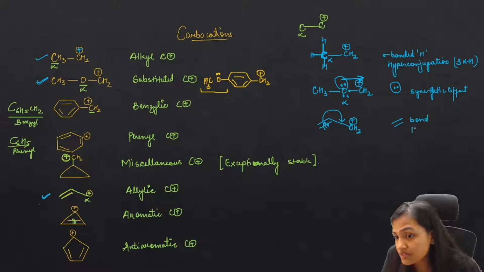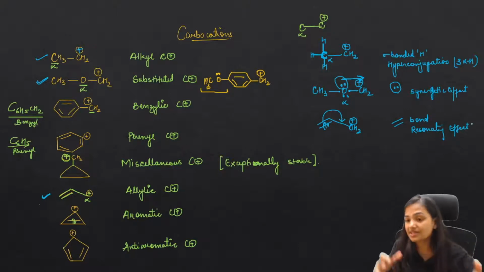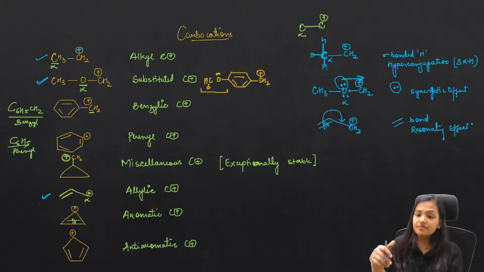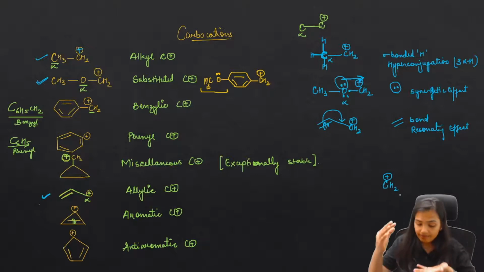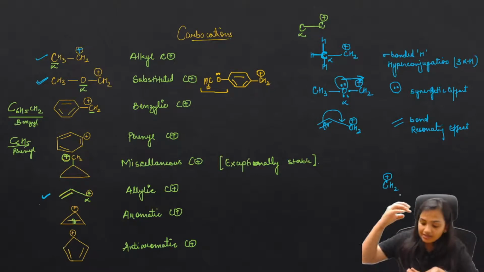And which effect is this? This is the resonating effect. So because of this resonating effect, our carbocation gets stabilized. So basically, guys, a carbocation is electron deficient. If you are talking about a carbocation, this is deficient. So see, one has to take and the other has to give.